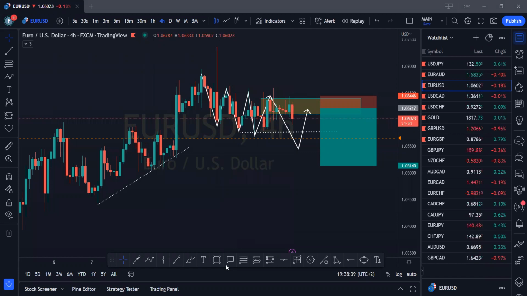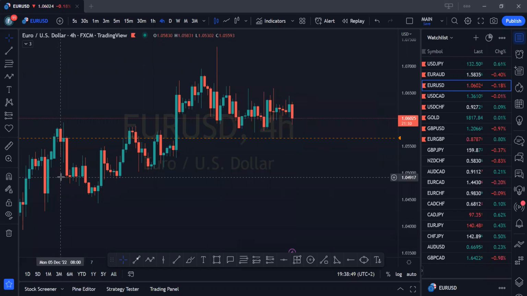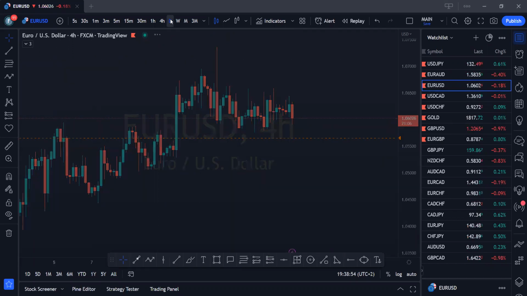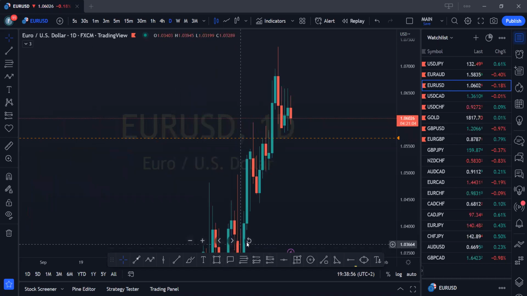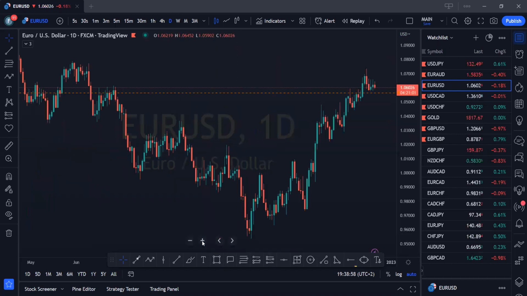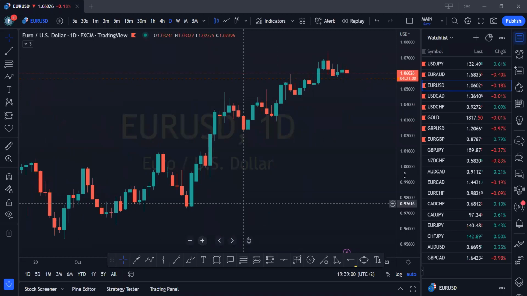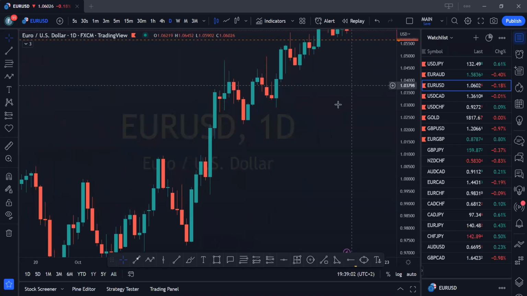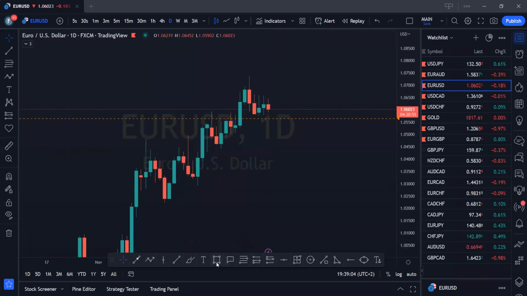So this is what I wait for on Euro USD on daily. Right now, the easiest structure to follow on EU is the daily structure, because there seems to be a lot of noise on the 4 hours. So the easiest structure that you can follow, if you can wait, is this.